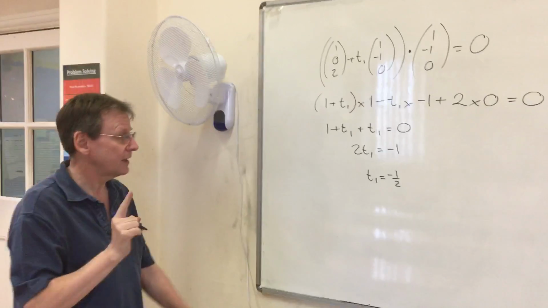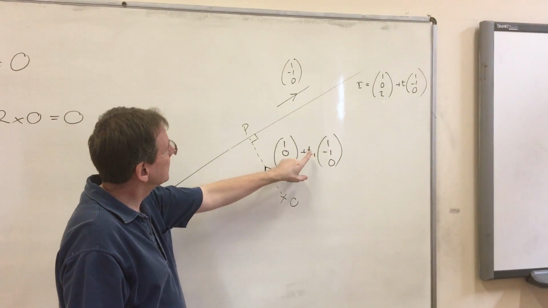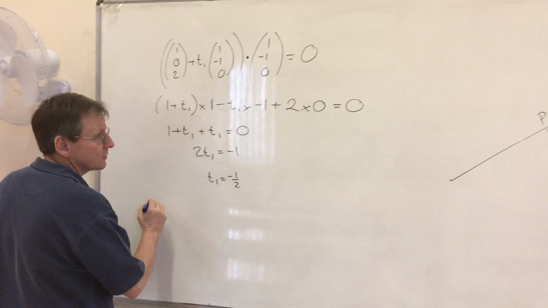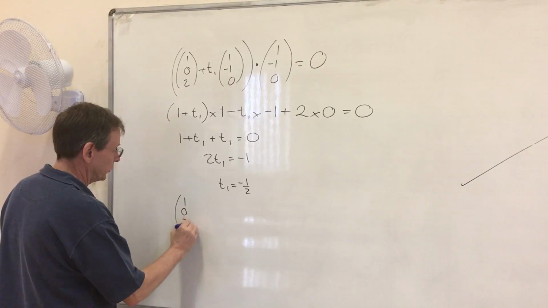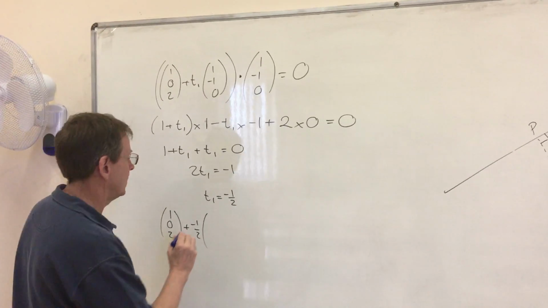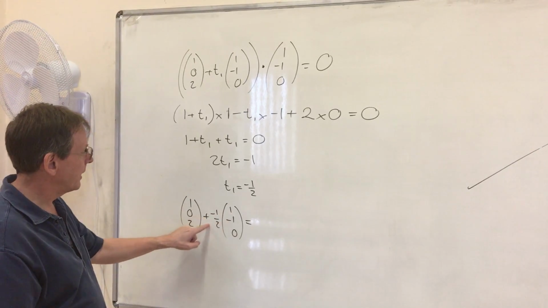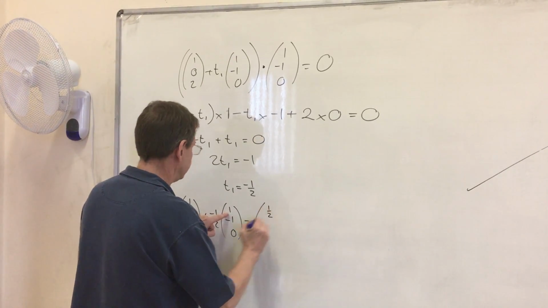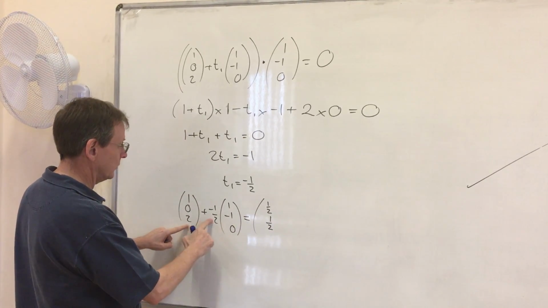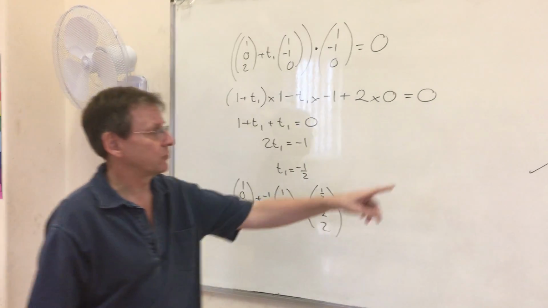Now remember though that t1 is the value I can put into the vector equation to give this vector. So that's all I need to do now, is put the -1/2 in there. So I will have (1, 0, 2) plus -1/2 times (1, -1, 0). Right, so I've got 1, take away 1/2, so I think that's 1/2. That's nothing plus 1/2. And obviously that's nothing, so it's just 2. And that is the position vector of P.